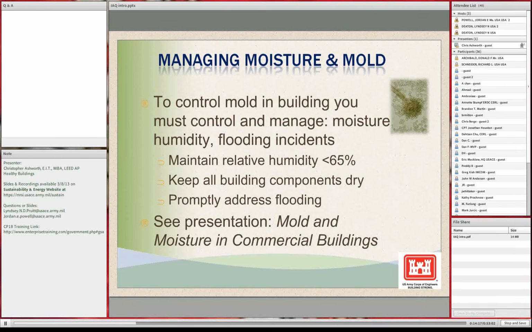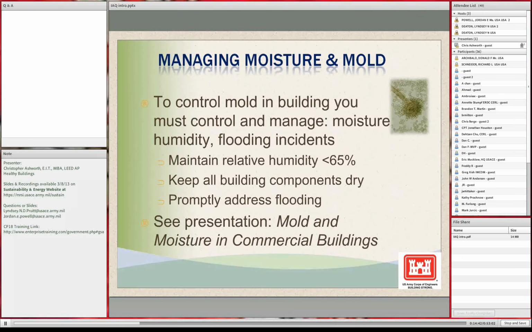Another big aspect of managing the future indoor air quality and the indoor air quality of the building is managing the moisture and molds within the building. Maintaining a proper relative humidity, less than 65%. A big thing that developers are starting to move to throughout the building process is actually managing the potential for mold and moisture issues during construction.